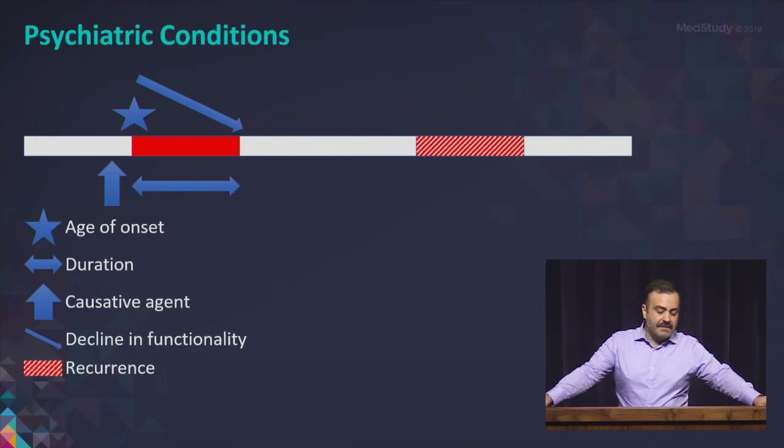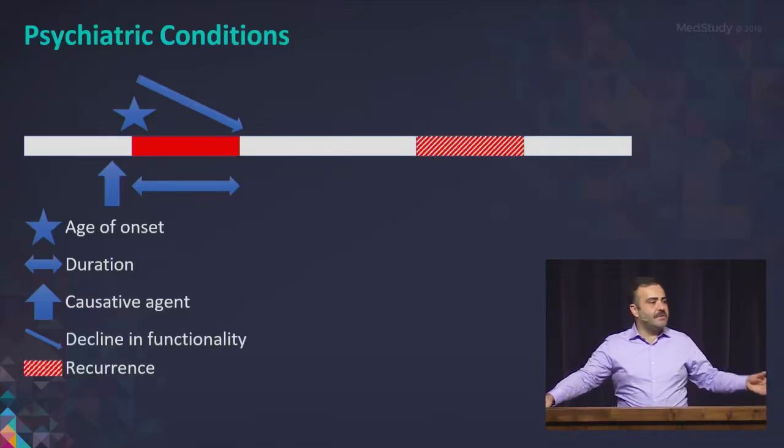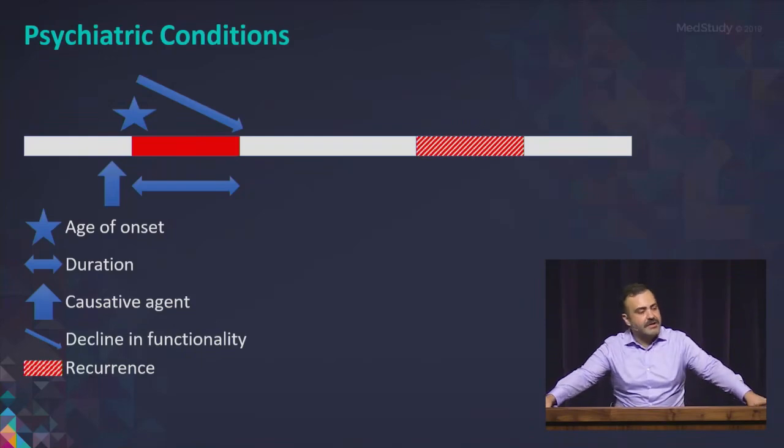And also, it is very important to look at the decline in the functionality of the patient. Everybody suffers from a little bit of anxiety here and there. Everybody suffers from a little bit of depression here and there. But it is very important to focus on how that psychiatric disorder is changing the functionality of the patient.